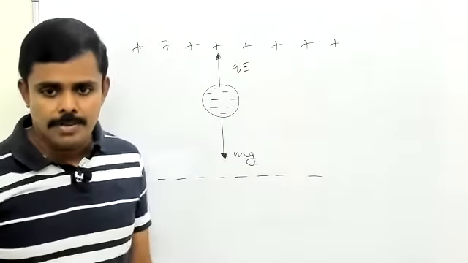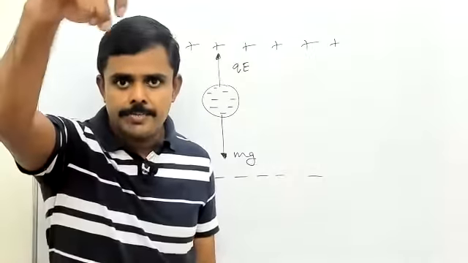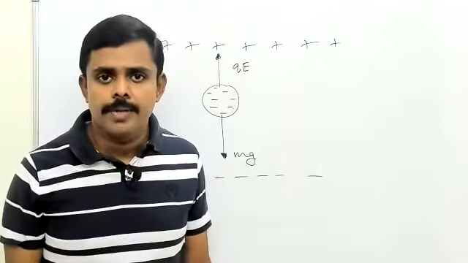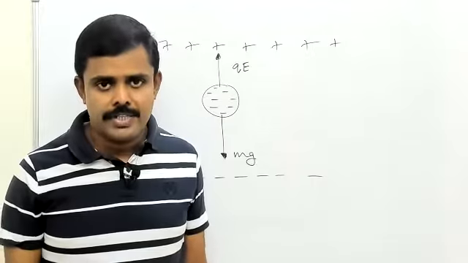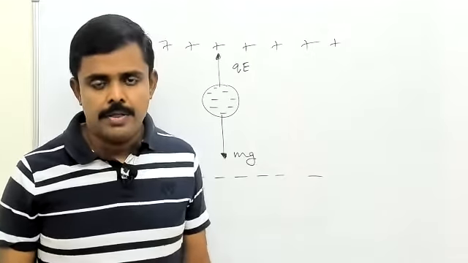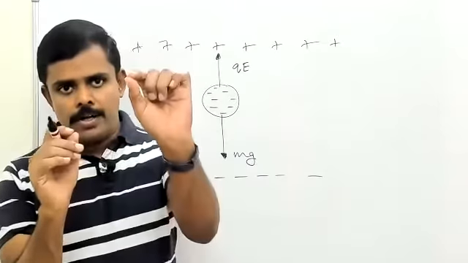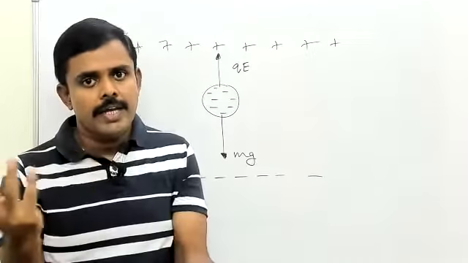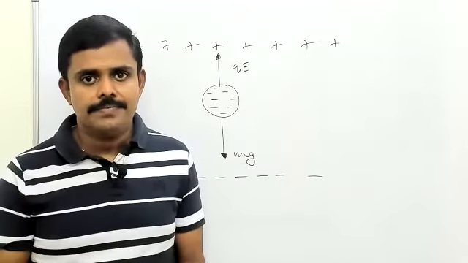Look at this again. I'm just repeating. If something is kept here, that will definitely fall down because of gravity. Everything is pulled by earth because of gravitational force. Everything is falling down. So just imagine you are keeping an oil drop here. Will it stay there? No. That will definitely fall down. Why? Because gravity is acting.